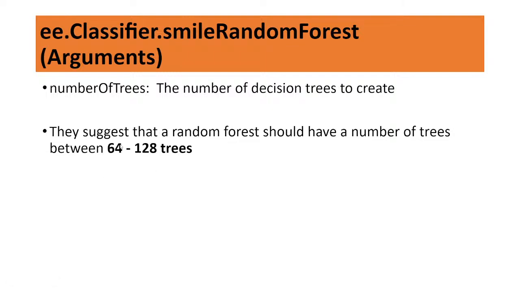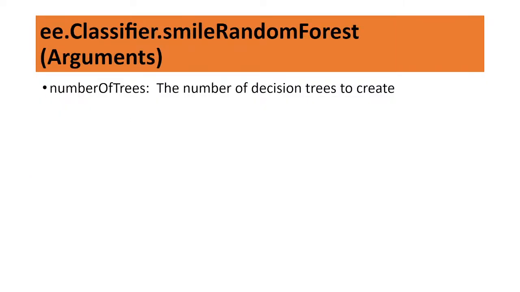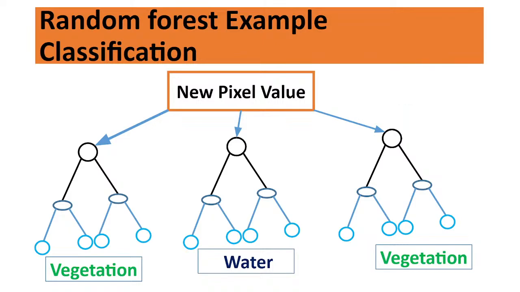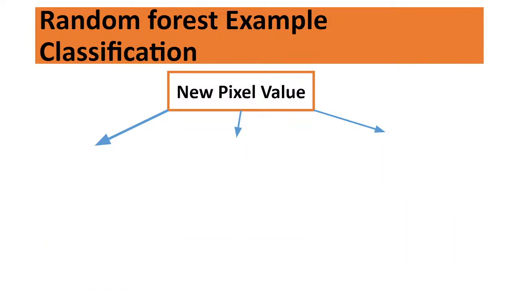Some scientists or scientific papers you can check, they all the time use a number within 64 to 128 trees, but it is not fixed. So this is the number of trees, meaning how many decision trees you want to put in here. So this is the random forest algorithm. Mainly 2 arguments in here, and this is how it works. I hope you can easily understand it from this slide.